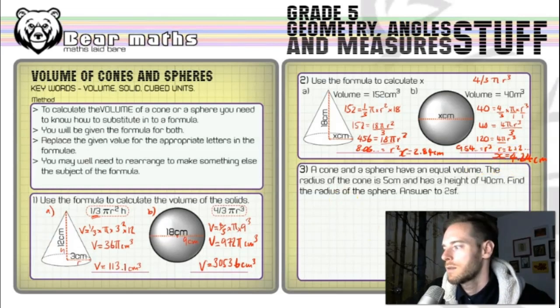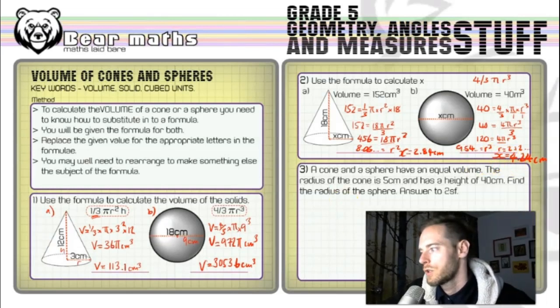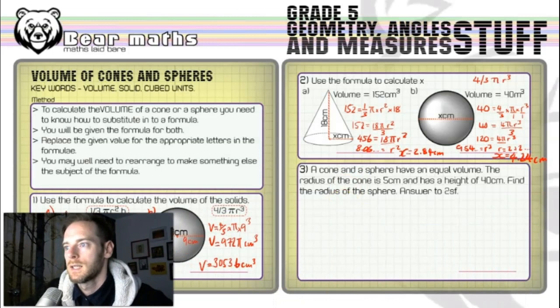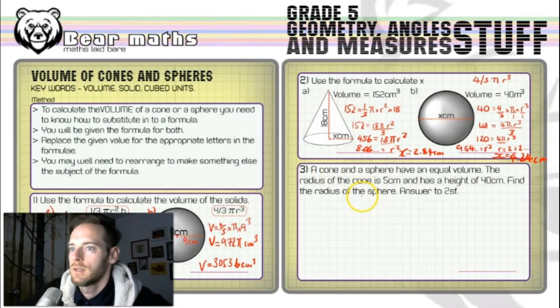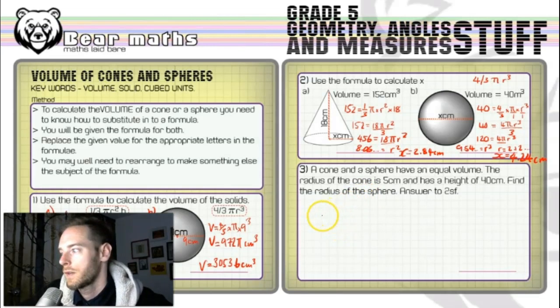Okay, right, let's have a look at the third and final question on this particular topic that I've made. So a cone and sphere have an equal volume. The radius of the cone is 5 centimetres and has a height of 40 centimetres. Find the radius of the sphere. Answer to 2 significant figures.